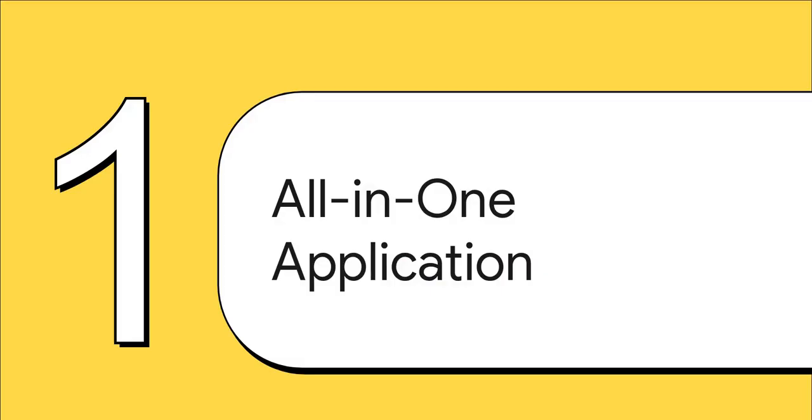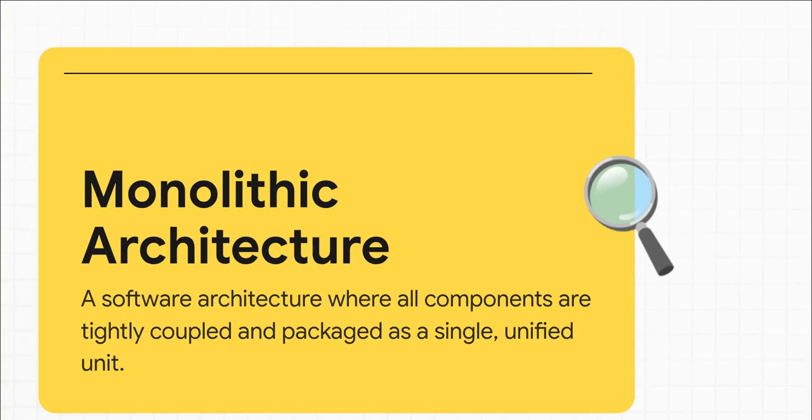Okay, so let's rewind the clock a little bit. We need to start with the traditional way of doing things, this all-in-one approach that honestly dominated software for decades. This is the origin story for most of the apps we all grew up with. This approach has a name. It's called a monolithic architecture. And the two phrases you really got to remember here are tightly coupled and single unified unit.